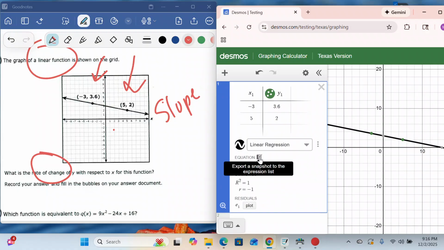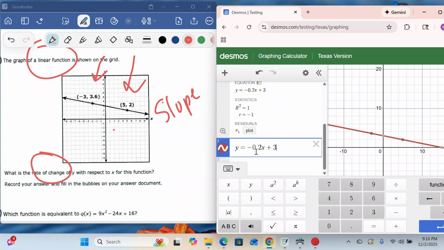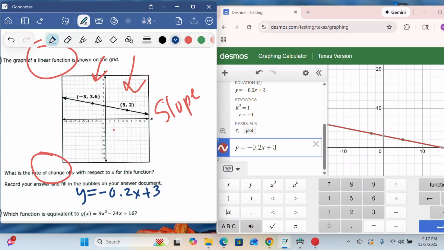If I want to push this button right here, it exports my snapshot. I already know that y equals negative 0.2 x plus 3. So automatically I know my slope is the number next to the letter, and it's negative 0.2, and that is my rate of change. So my rate of change, or my slope, is equal to negative 0.2.